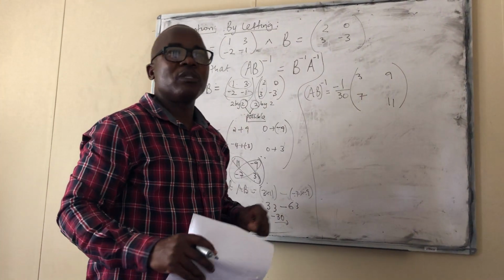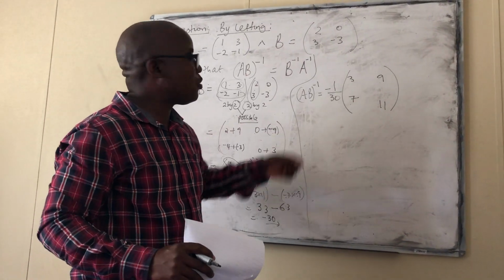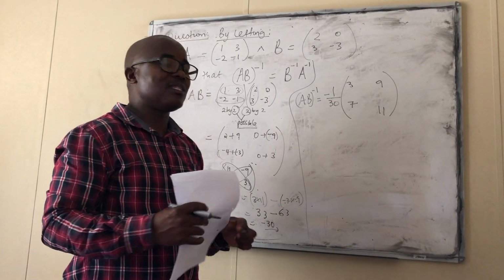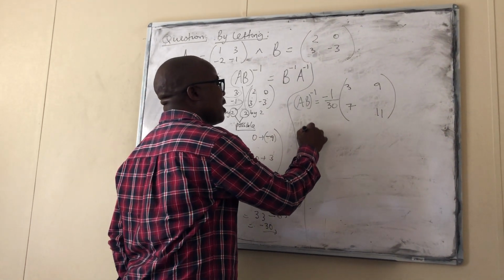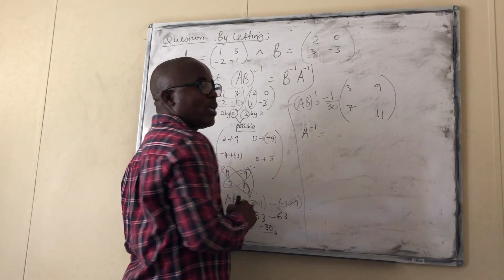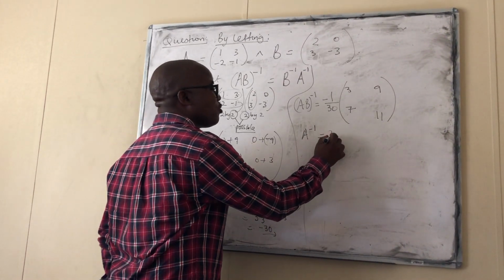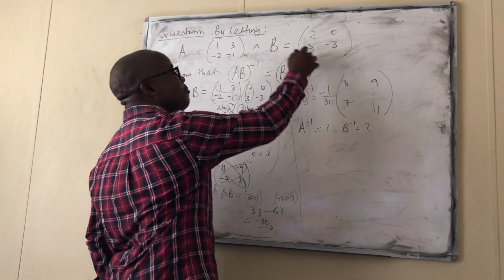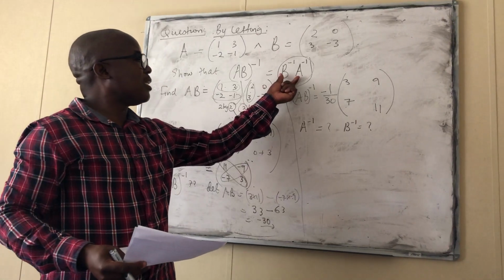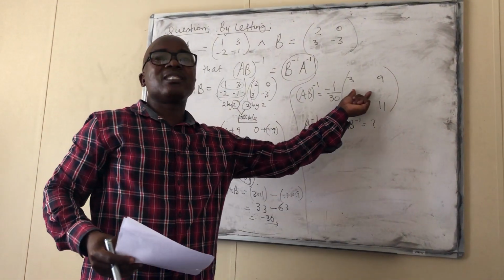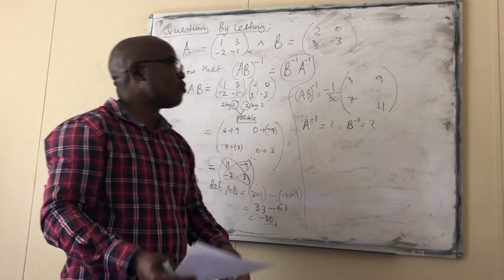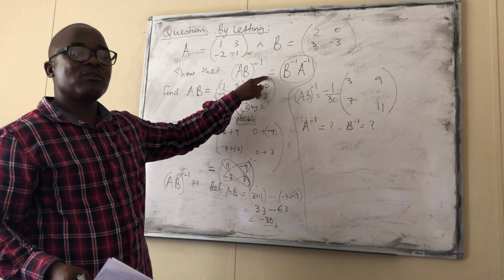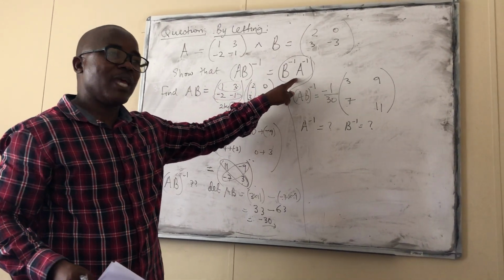Don't remove the brackets, leave it as it is. Don't combine this with this. Otherwise you'll be complicating things. Leave it as it is. Now let's go to A inverse, the inverse of A. We have to find the inverse of A, we have to find the inverse of B, so that we can multiply this. Once we have multiplied this, we check the answer. If the answer is the same as this one, then we conclude that we have shown that the inverse of AB is the same as the inverse of B times the inverse of A.